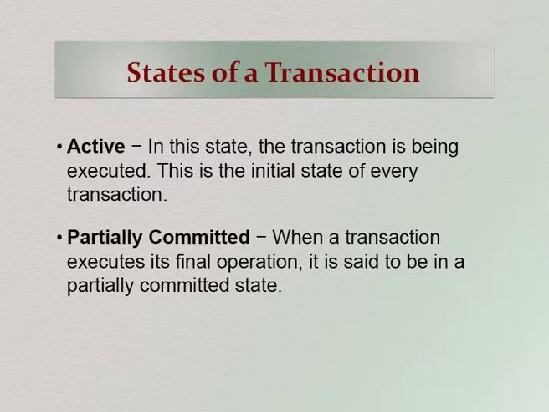Then comes the partially committed state. Partially committed is nothing but this: if a transaction has 5 operations and it is running the 5th operation, 4 operations are successful and the 5th operation is going on, it is said to be in the partially committed state. So, we have successfully done the 4 low level tasks and it is about to complete the 5th task.